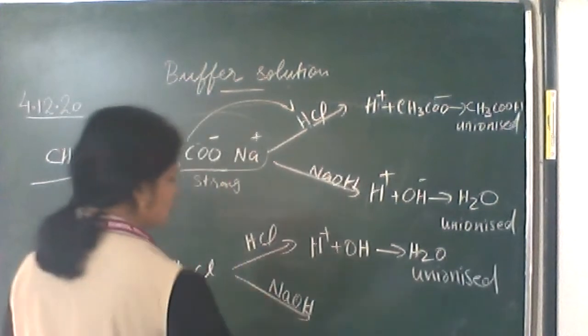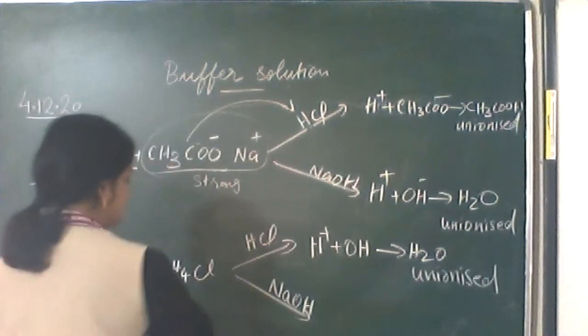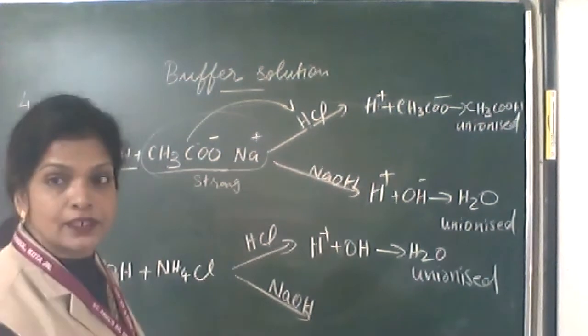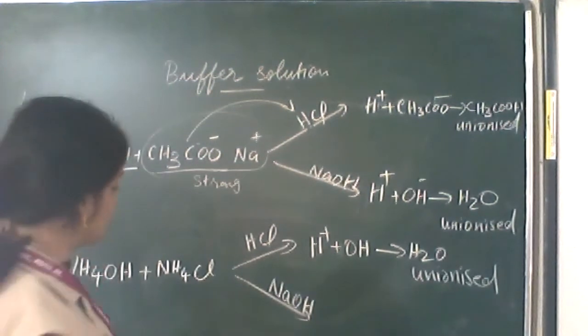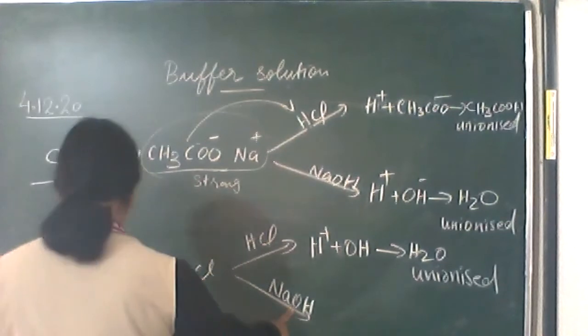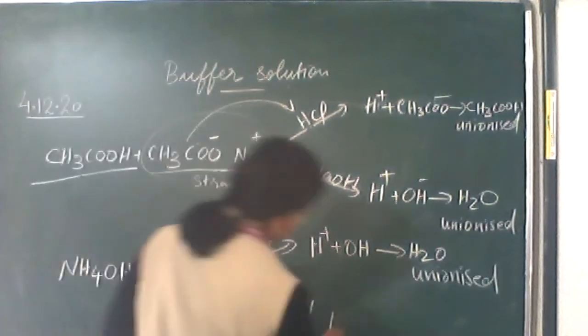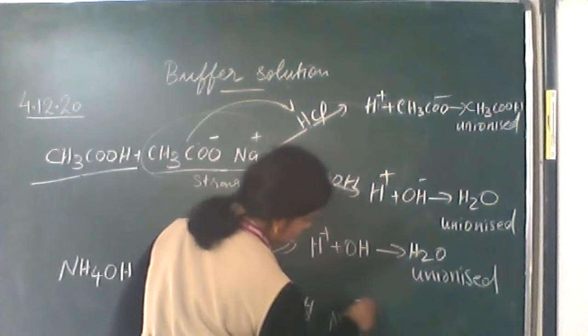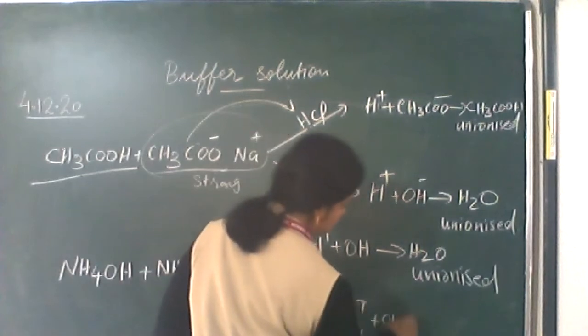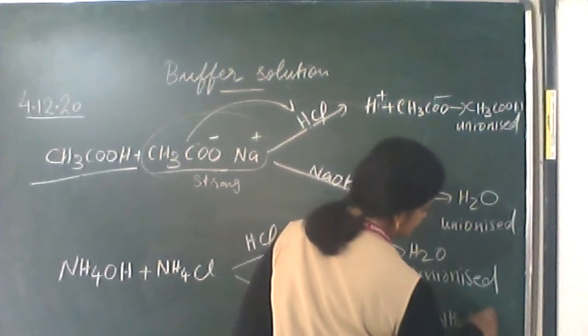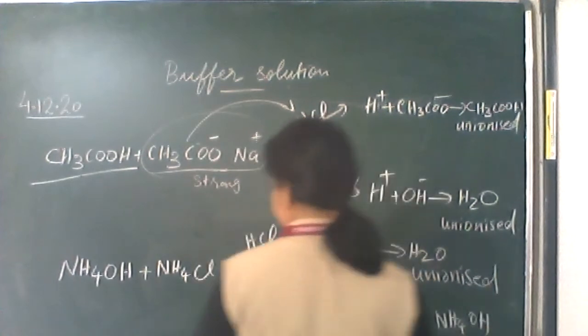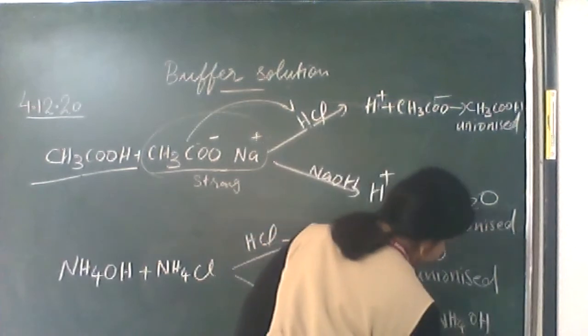Now here, OH minus from the base will react with NH4 plus. NH4Cl is a strong electrolyte, completely ionized, 100% ionization. So here OH minus will react with this NH4 plus to form NH4OH, that is weakly ionized or unionized.